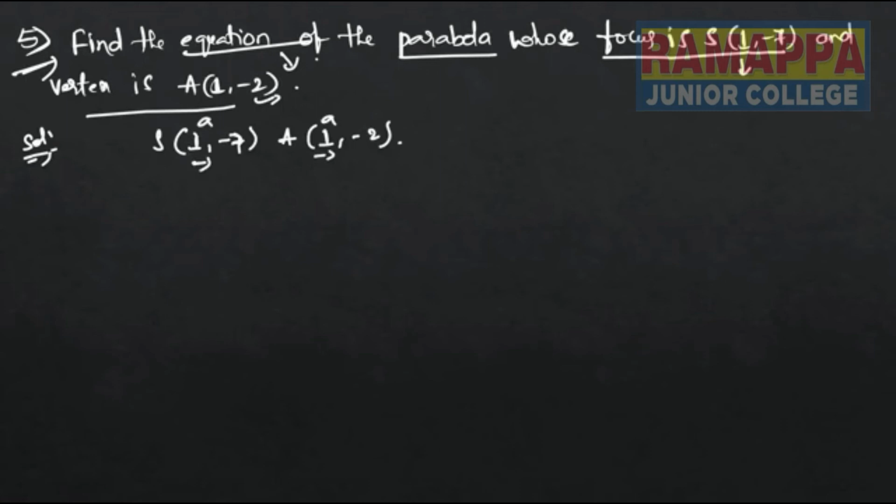The x coordinates of the A point and the S point are equal here. So we can write that this is the axis. What you have to find is the equation of this parabola. So first we'll find the axis for that also.